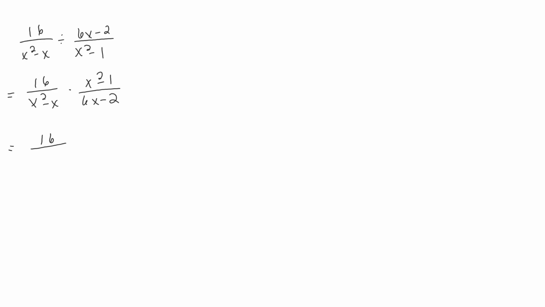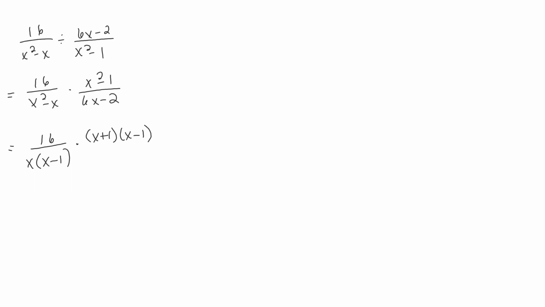But for me, I just leave it as 16. Now, x squared minus x, I can factor out a GCF of x. And that leaves me with x minus 1. All right. Now, the second numerator is the difference of squares. So that factors as x plus 1, x minus 1.